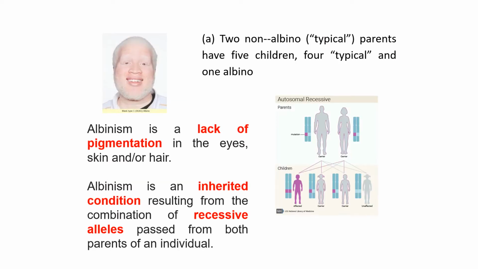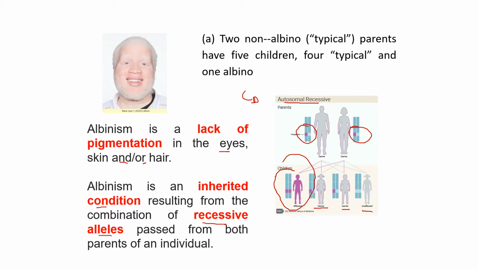So let's start answering. Remember, albinism is a lack of pigmentation in the eyes, skin, and hair, and it's an inherited condition that is the combination of two recessive alleles. They don't say that it is sex-linked, so it's an autosomal gene. When, for example, both parents are carriers, you can have one kid who is affected, two kids who are carriers, and one who is not affected. So now we have to translate that into a Punnett square.